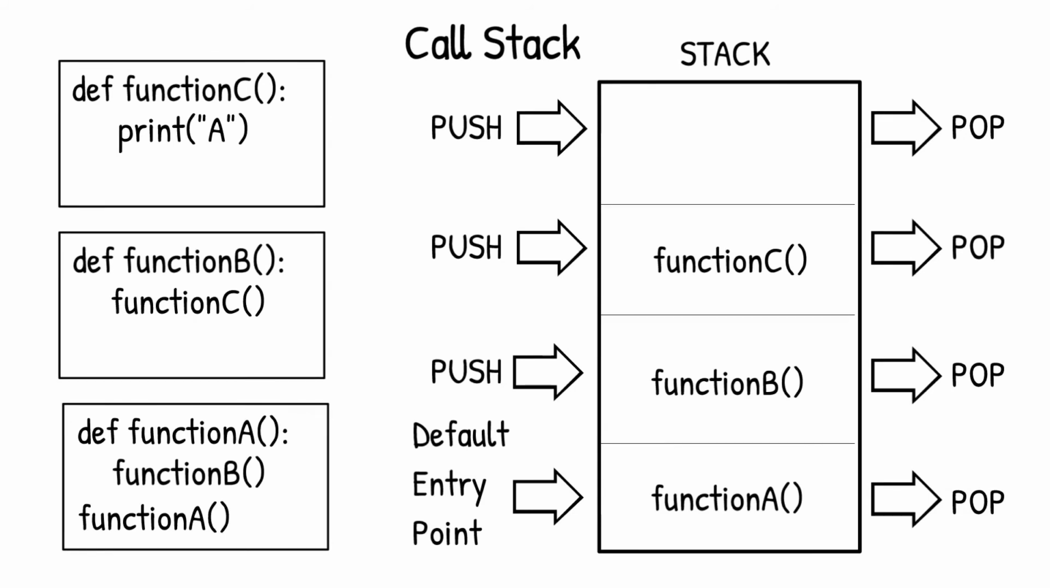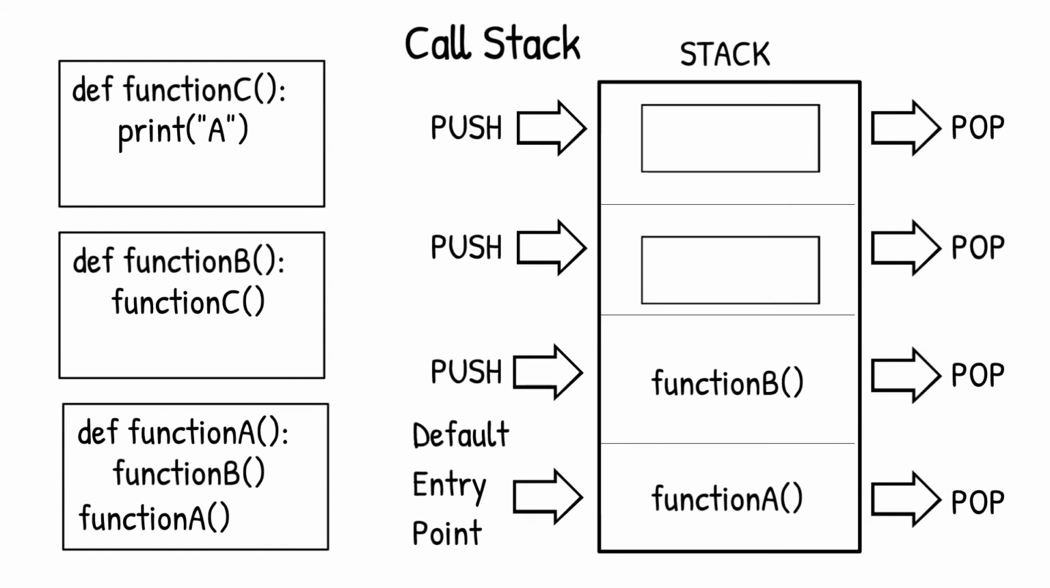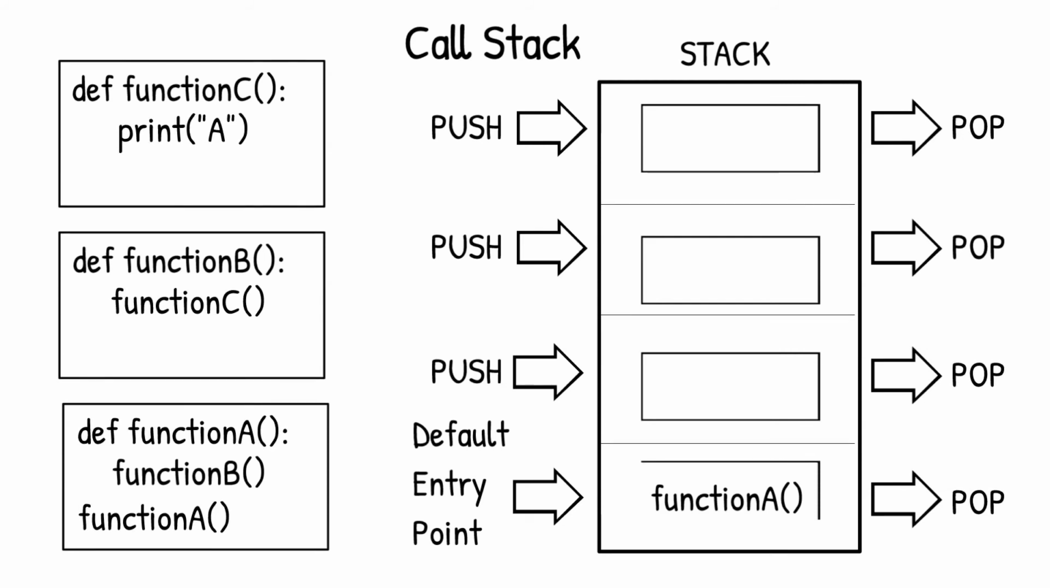The function C will execute its code, and once it is completed, its frame will be popped off from the top. Now, the interpreter will move to next frame in the stack, function B will complete execution, and then its frame will be popped off from the stack, and finally function A will be popped off after its execution. This is how a stack-based interpreter works on a high level.